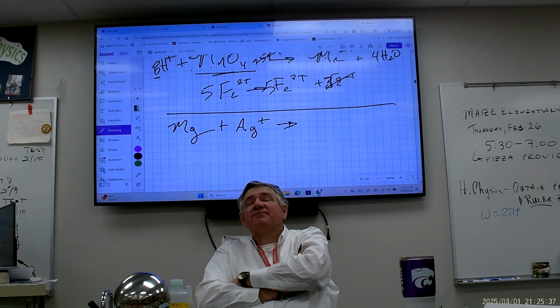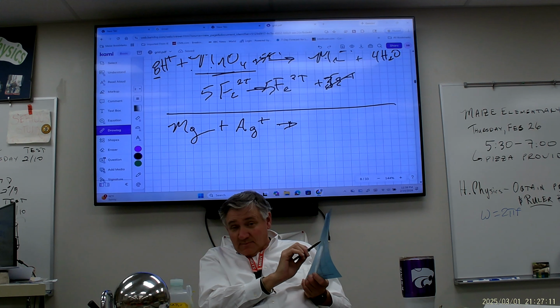So what does that mean? If you have Au3 plus, what does it really want to do? Become Au. It really wants to turn into gold. So do you think it's easy to take gold on the right side and turn that into gold ions? Very hard. That's why we use gold, because it's pretty. So if the E naught ends up positive, then it happens. It really wants to go in that direction as it's written.